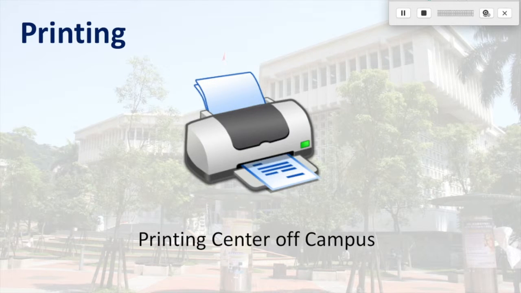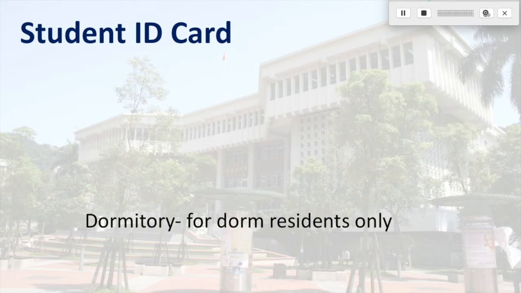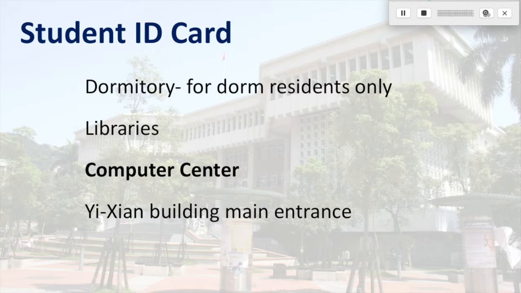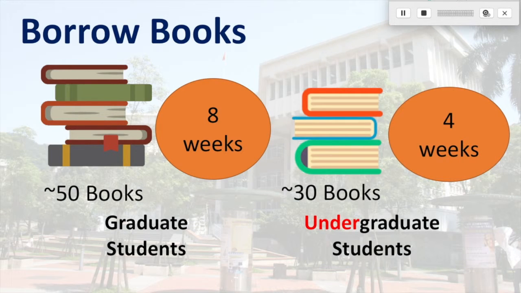Kevin, what are you doing? It's my student ID card. With this incredible card, students can gain access to these places at NCCU and also borrow books. You can gain access to the dormitory, which is for dormitory residents only, the library, computer centers, the Yixian building main entrance, and the student lounge. To borrow books from the library, please fill in the application form enclosed in your package, then submit it to the front desk at the main library. Graduate students can borrow 50 books for an 8-week period, and undergraduate students can borrow 30 books for a 4-week period.